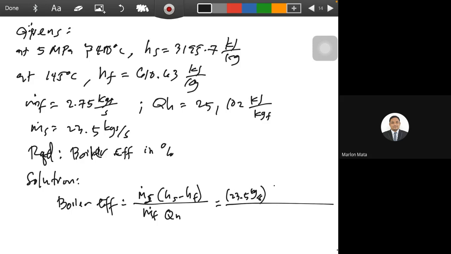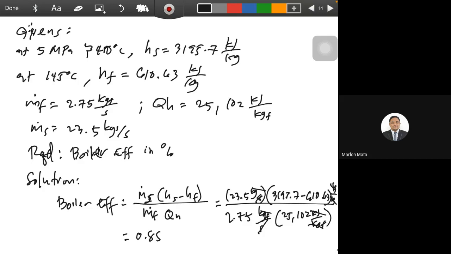23.5 kilogram per second times 3195.7 minus 610.63. This is kilojoules per kilogram, so cancel kilogram. Then we have 2.75 kilogram fuel per second times 25,102 kilojoules per kilogram fuel. Cancel kilogram fuel, cancel kilojoules. Okay, so what remains, the seconds cancel, so it is unitless. In decimal this is 0.88, or in percent, 88% is the boiler efficiency.